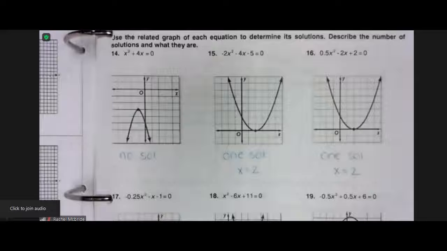In this assignment, we looked at quadratic graphs, the number of solutions, and where the solutions occurred. If the vertex was on the x-axis, then we had one solution. If the vertex was above or below the x-axis and the graph opened in opposite directions, it was no solution.